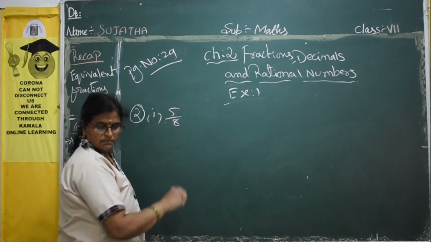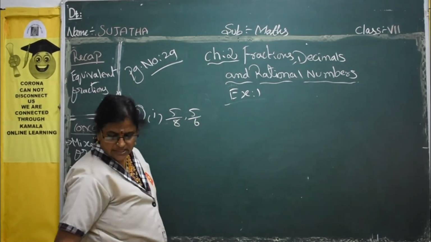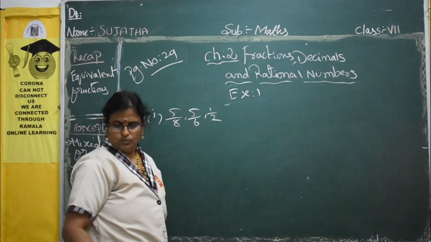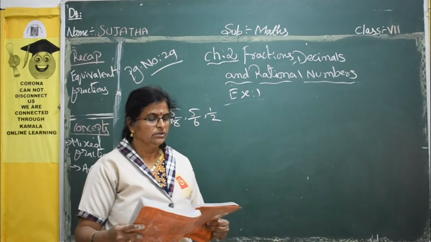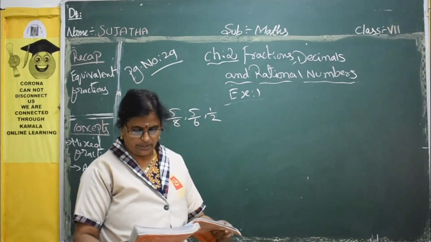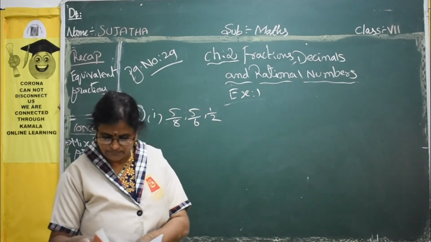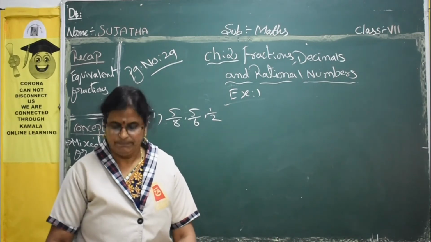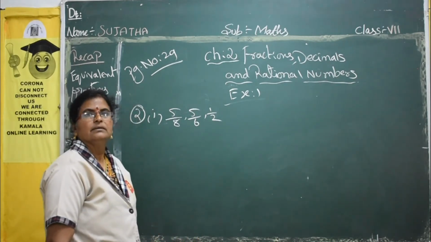5 by 8, 5 by 6, 1 by 2. This you should arrange into what? Ascending order. Ascending order means what? Small to big.